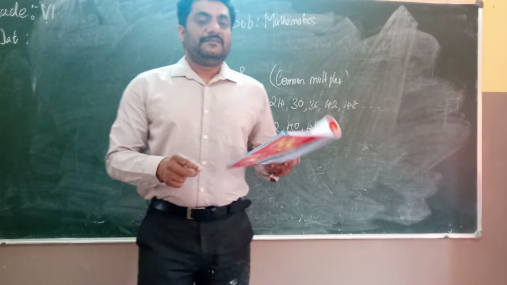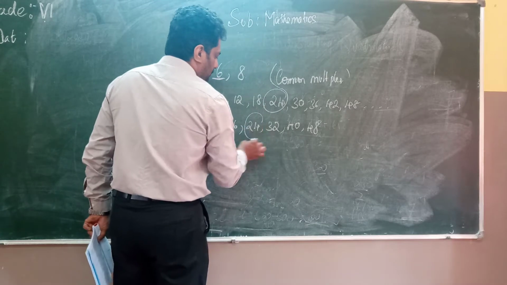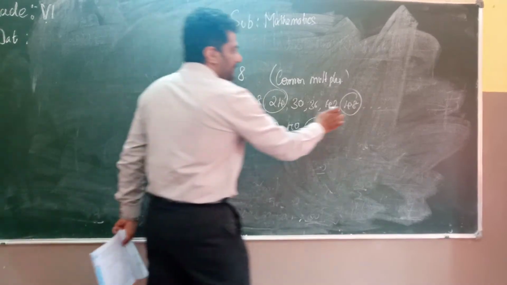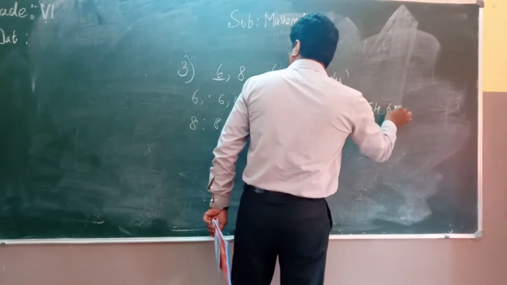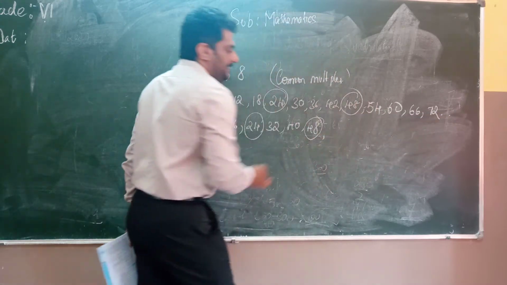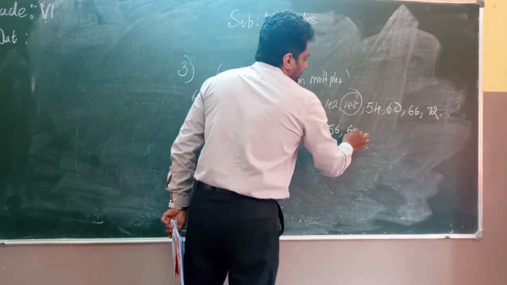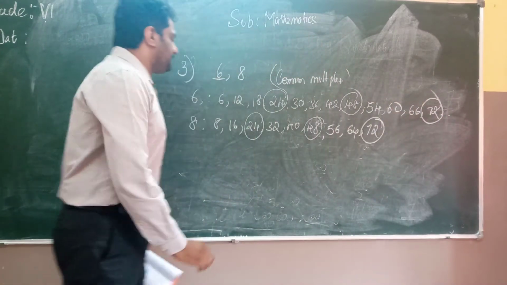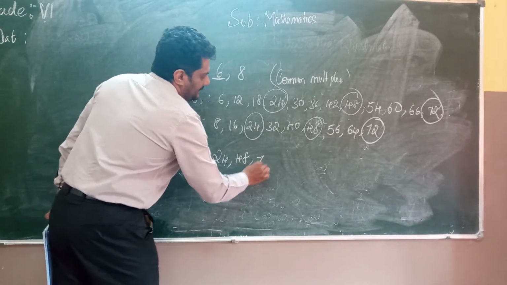Now they are asking for three common multiples. So we have 24 as the first one, and 48 as the second one. And we need one more. After 48, we get 54, and then 60, 66, 72 and goes on. Let's see here: 8 sixes are 48, 8 sevens are 56, 8 eights are 64, 8 nines are 72. So the three common multiples are 24, 48 and 72.